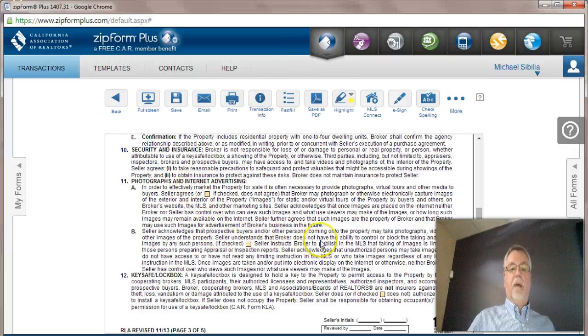Seller acknowledges that buyers or other persons may take photographs, videos, or images of the property. And the seller understands that we have no way of stopping this. That's pretty much what it says.